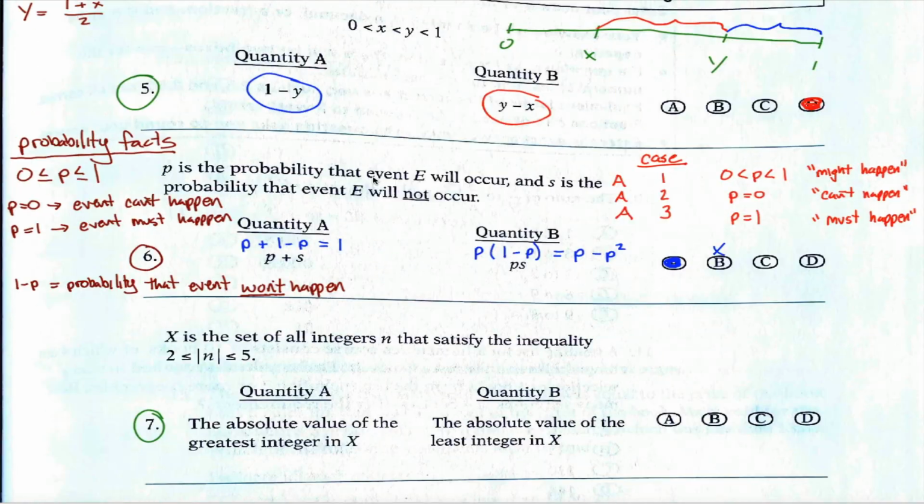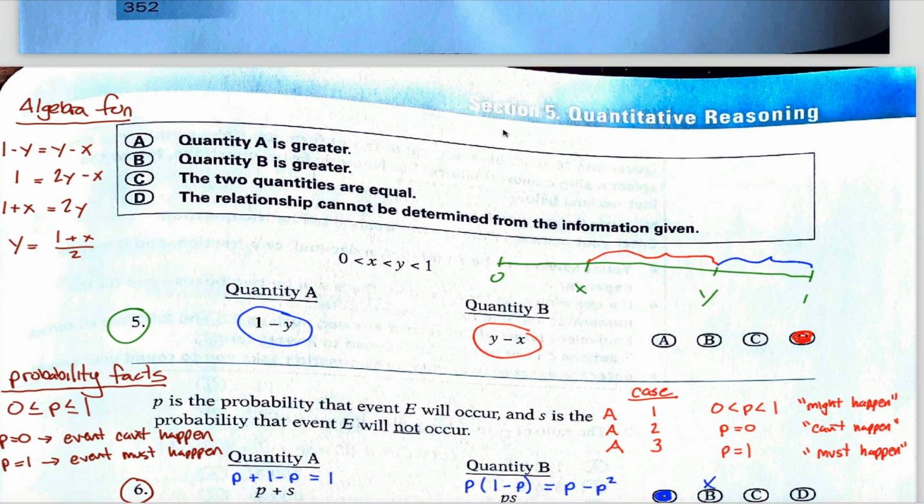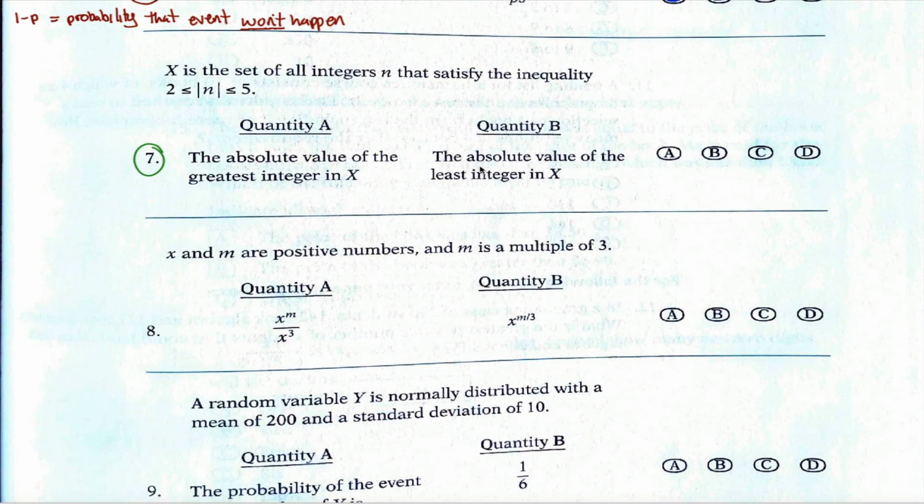All right, question 7 on the GRE practice test number 1 in section 5 here. We're still dealing with these questions where we compare two different quantities, quantity A and quantity B. Quantity A is the absolute value of the greatest integer in X, and quantity B is the absolute value of the least integer in X.